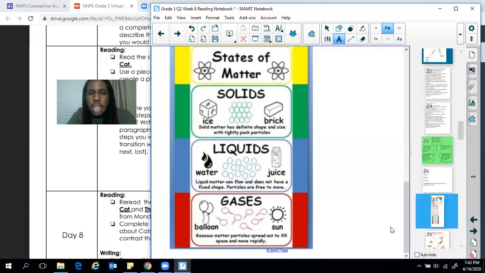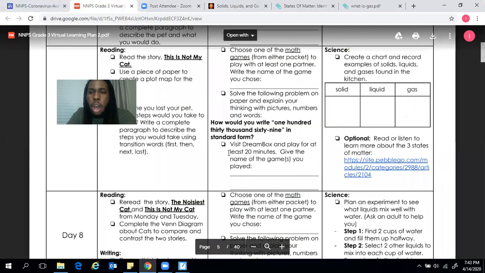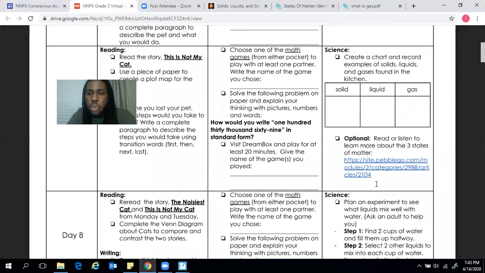So friends, please think about those things as you are making your list. All right, and if you get stuck, you are more than free to go look at Pebble Go to help you there as well.